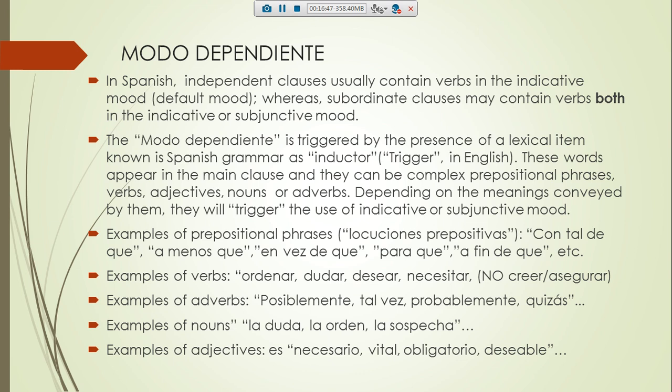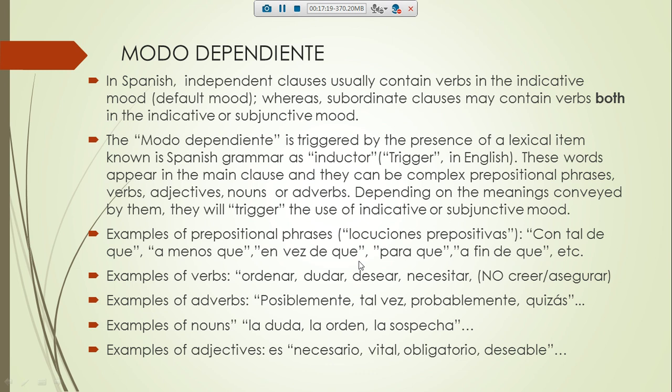Examples of verbs, ordenar, dudar, desear, necesitar, right? Ordeno que vengas, dudo que pueda, right? O no creo. No creo que pueda, no aseguro que venga, pero aseguro que vendrá. So, in this case, it's not the type, the beginning of the verb, but the negation that will trigger the use of subjunctive mood. Examples of adverbs. Posiblemente sea, tal vez viajen, probablemente tengan.